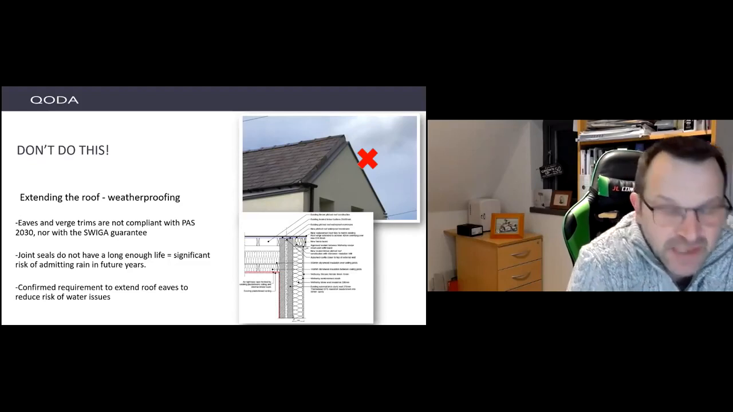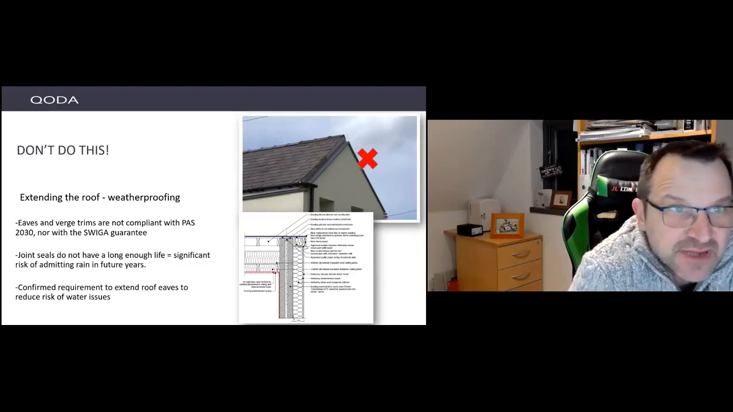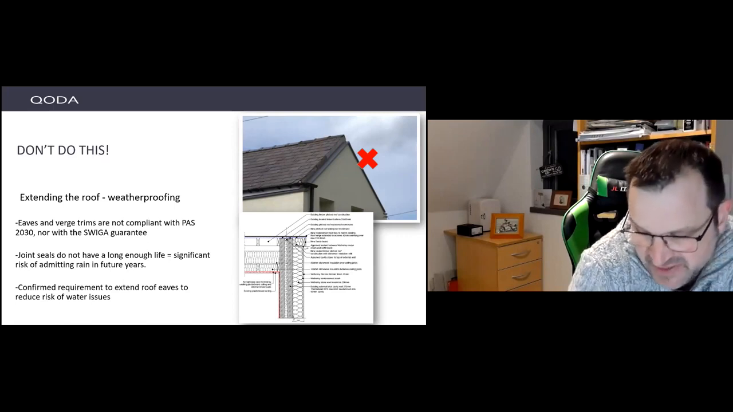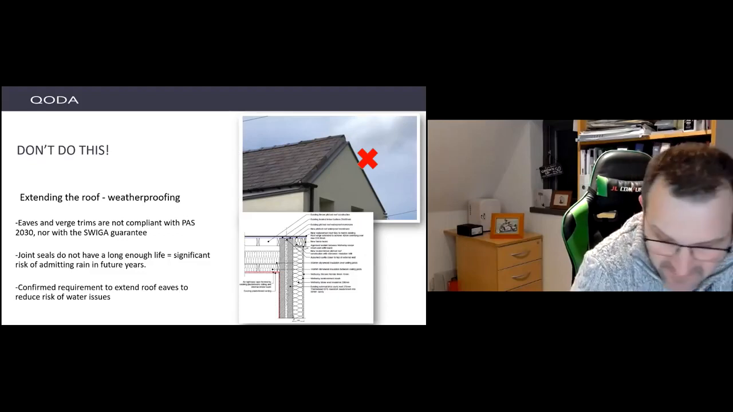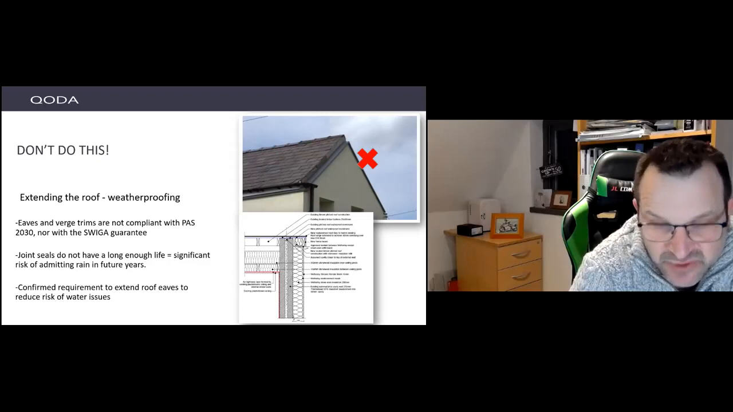So I've had a real canter through because I wasn't quite sure how long I had. I'm hoping that's giving you a very quick oversight of PAS 2035 in a quick sprinkling, and a quick sprinkling of a live project that we're currently working on, and some of the good practice that we're trying to employ.